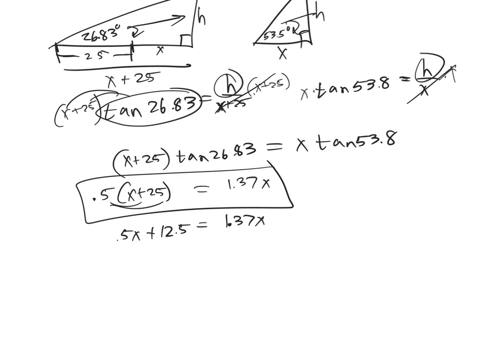So we're going to subtract the 0.5x, and that gives us 0.87x is equal to 12.5. And we divide off the 0.87, so take 12.5 divided by 0.87, and we get 14.4 is equal to X.